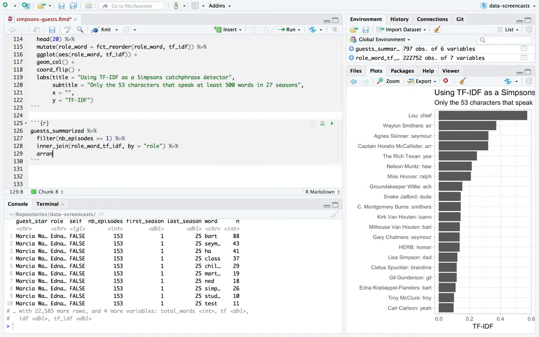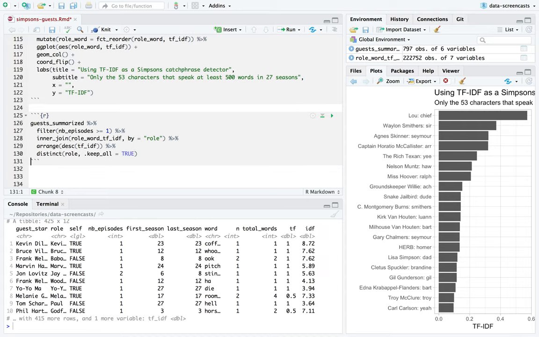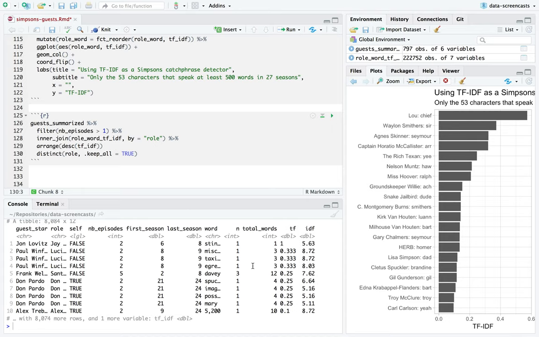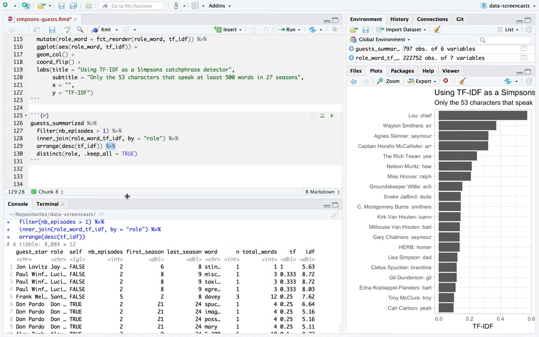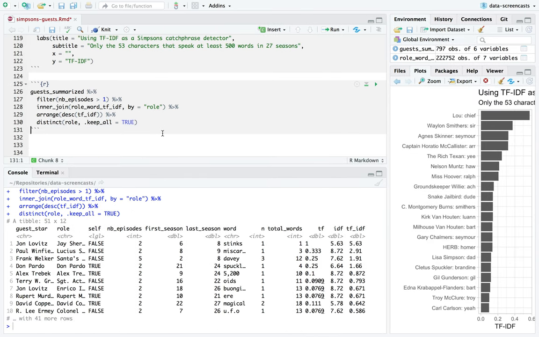How can we do that? We could arrange by descending TFIDF. We could distinct role, dot keep all is true. I thought I filtered for the number of episodes greater than one. Oh, greater than or equal to. Oops. Greater than one. So, didn't I sort by descending TFIDF? Oh, that's IDF. This table is getting very wide.